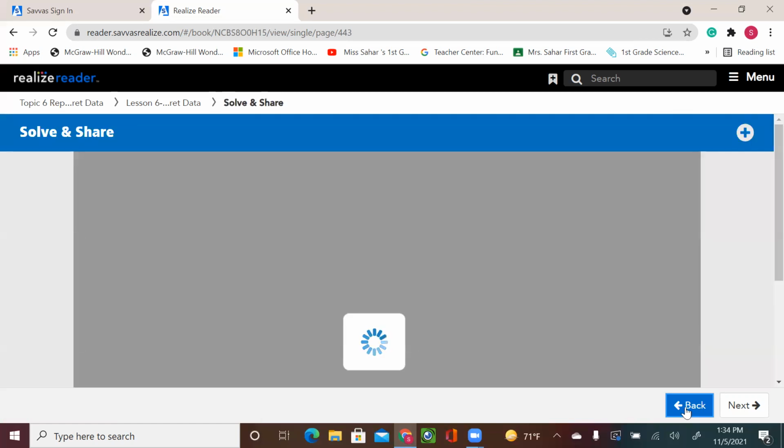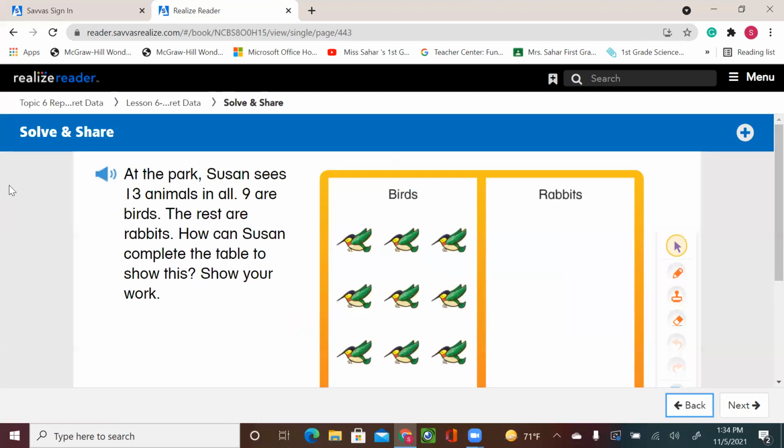All right. Okay, let's go back to page 265 and check the example we have here. At the park, Susan sees 13 animals in all. 9 are birds. The rest are rabbits. How can Susan complete the table to show this? Show your work. So the total is 13. That's the whole. One part we know is 9. So we need to find how many rabbits she saw.